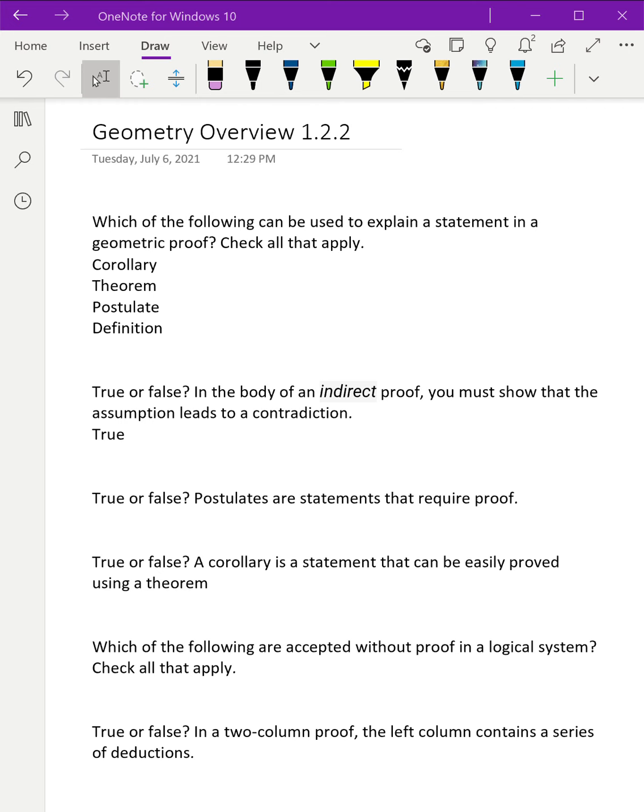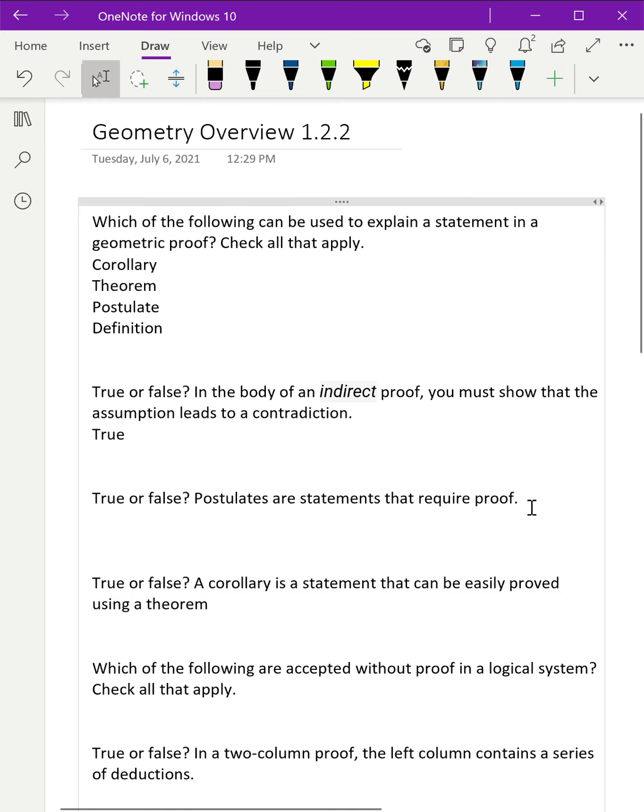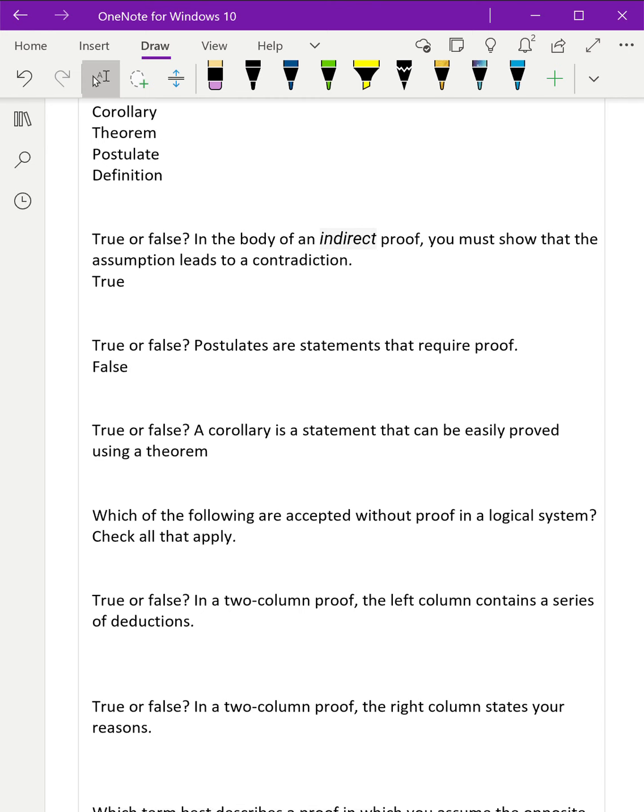So postulates. What is a postulate? Are they statements that require a proof? No. A postulate is a very short statement. It does not require a proof. Okay? So postulates do not require a proof. Make sure if you get a question like this on the quiz, you read through it. They are accepted as true without a proof. So that would be true, but postulates are statements that just don't require a proof.